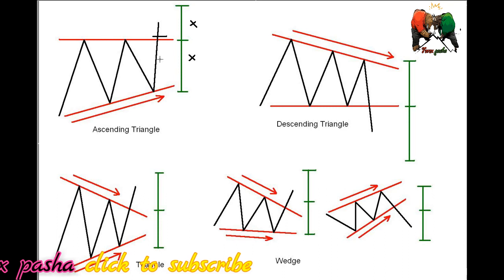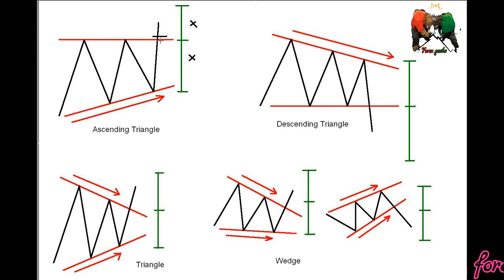The only other thing you need to do then is figure out your target, and that is simply the distance from the last bounce on the ascending trend line to the horizontal resistance line. You simply play this with a 1-to-1 risk-reward ratio. So the distance between the last bounce and the horizontal trend line is your target.